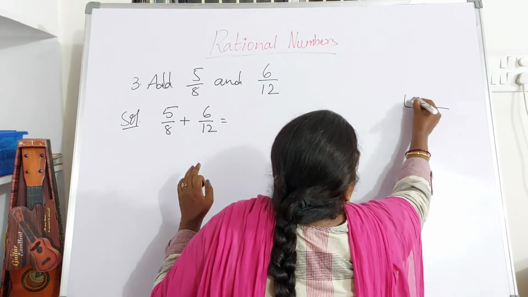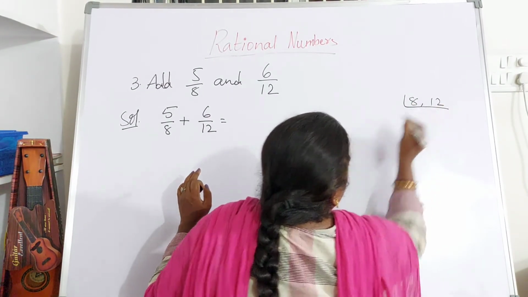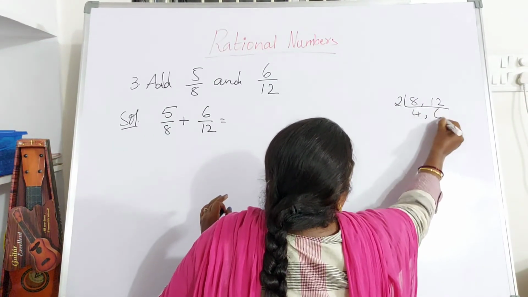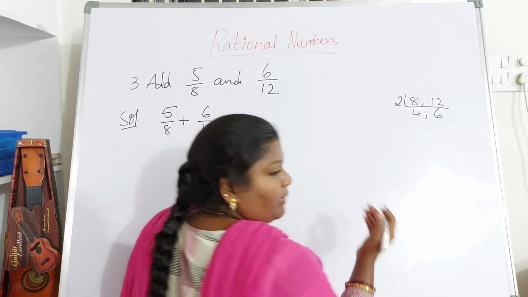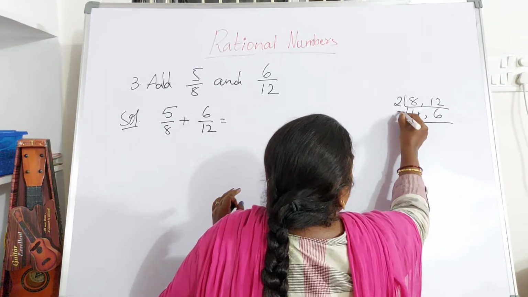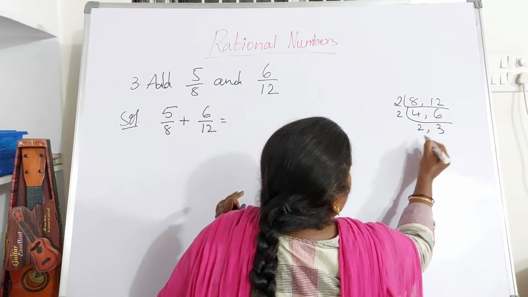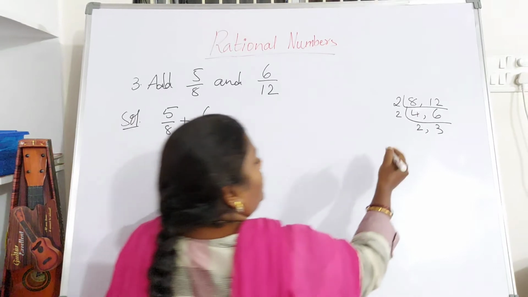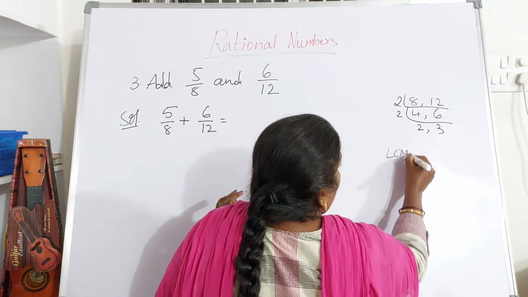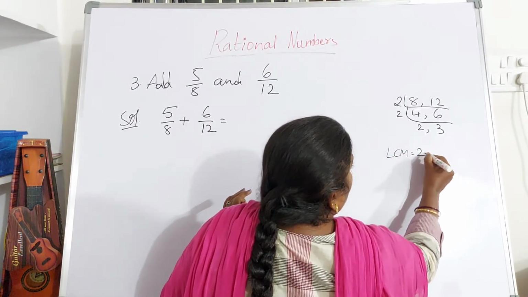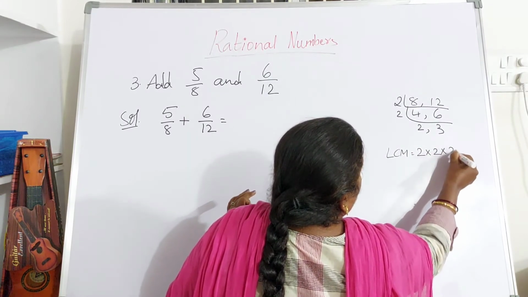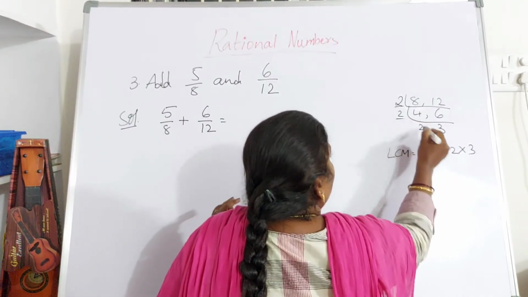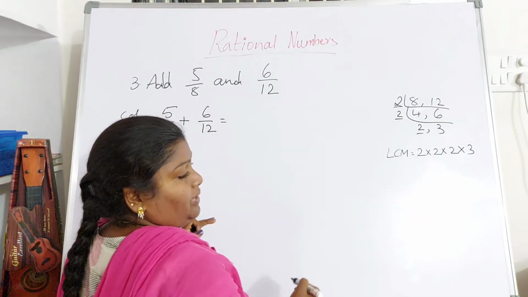So that is 8, 12. These two are divisible by 2, so I will take 2 fours, 2 sixes. Again these two are divisible by 2, so divide by 2: 2 twos, 2 threes. Now here 2 and 3 are prime numbers and they are not repeating, so you can directly multiply all the numbers, that is 2 into 2 into 2 into 3. Whenever you are writing, be careful, count how many times the digit is repeating and then write.